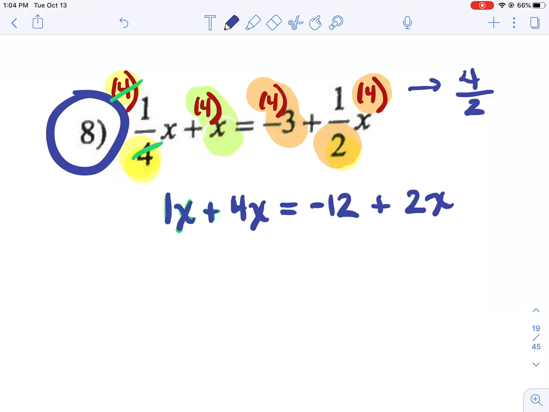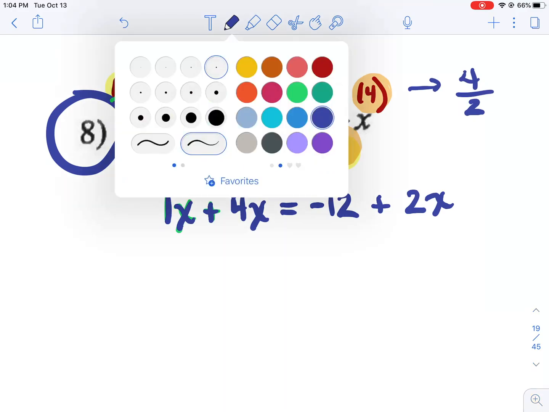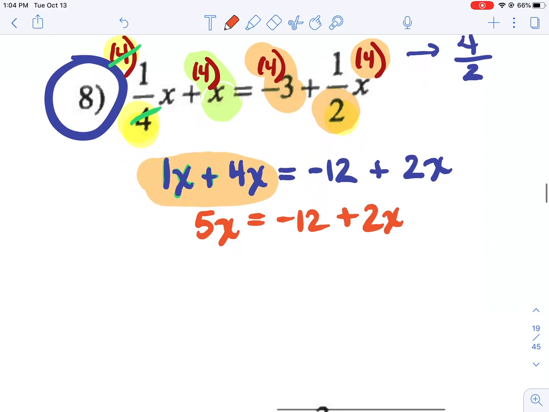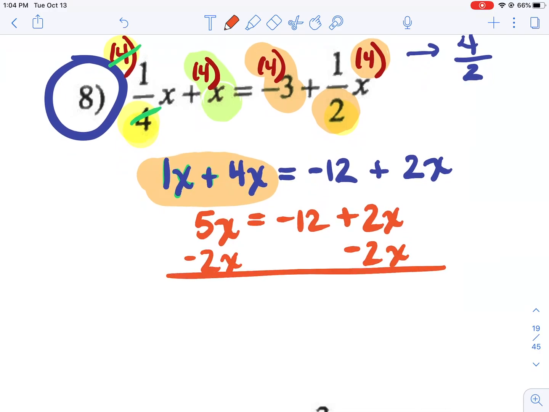So now you see we don't have any weird numbers in the denominators. We just have nice numbers. So first thing, we're going to combine like terms here. 4x, or 1x and 4x is 5x equals -12 plus 2x. Then we want to get rid of the 2x on this side. So 3x equals -12.